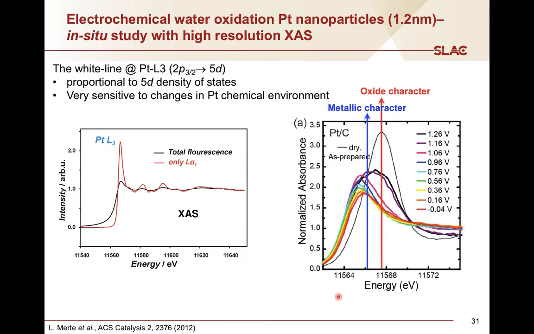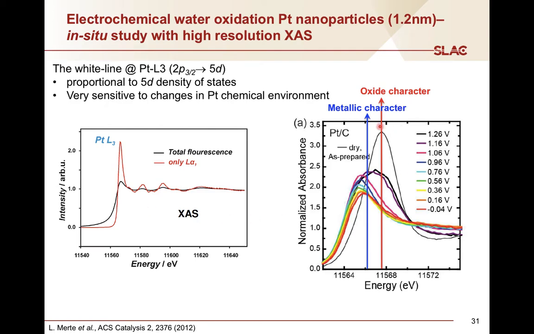And here's a little example where it has been used. It is for a platinum L3 edge. Here on the left, again, you see the difference between total fluorescence in the germanium detector and the L alpha 1 emission. And yeah, no comparison between black and red. Black is super broad. Red gives you a chance to see something.